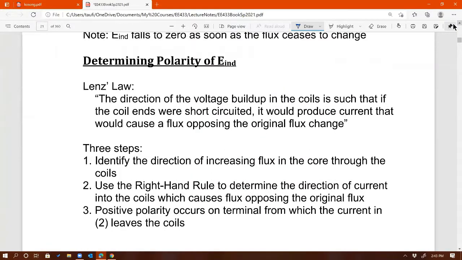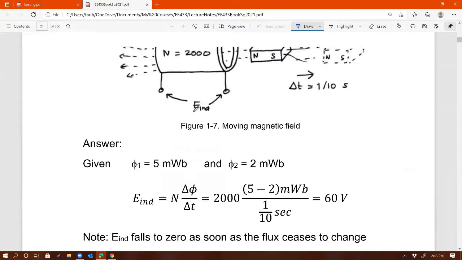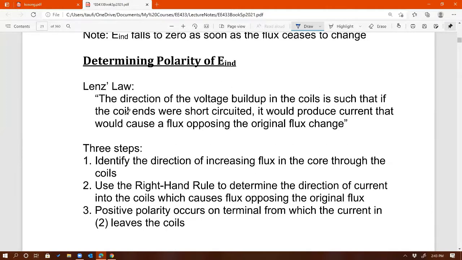All right. So here it is. How do you determine the polarity? We have induced voltage. Well, which one is going to be the positive? Which one is going to be the negative? So there's this next section, Lenz's law. The direction of the voltage buildup in the coil is such that if the coil ends were short-circuited, it would produce current that would cause a flux opposing the original flux change.